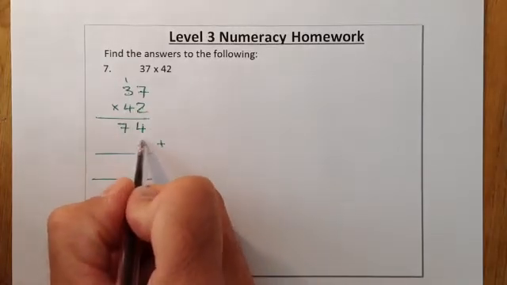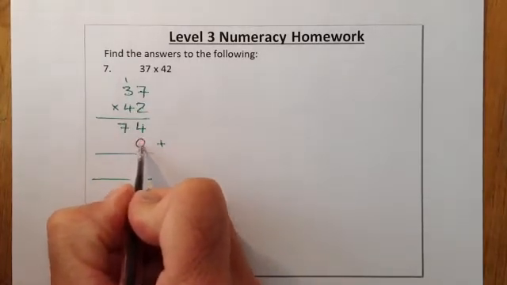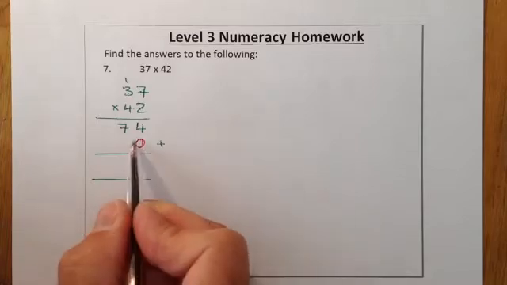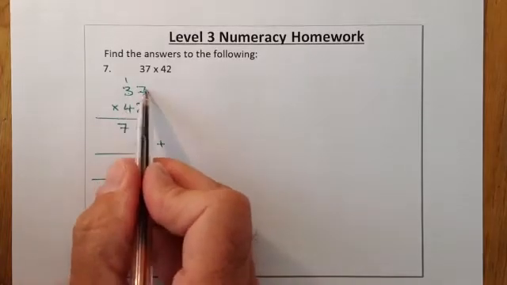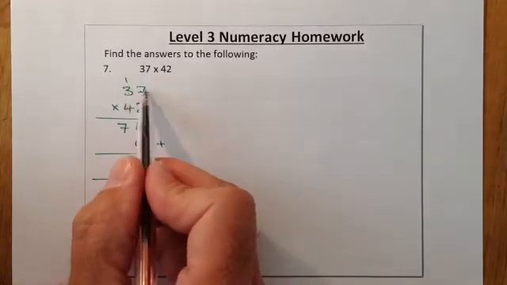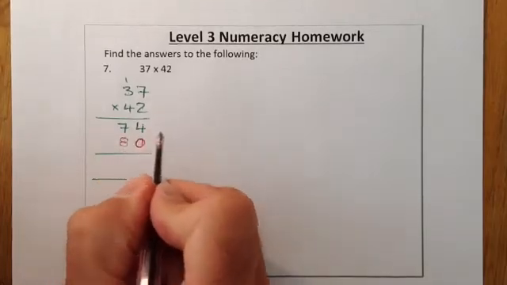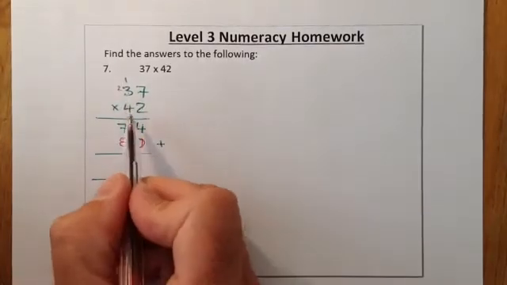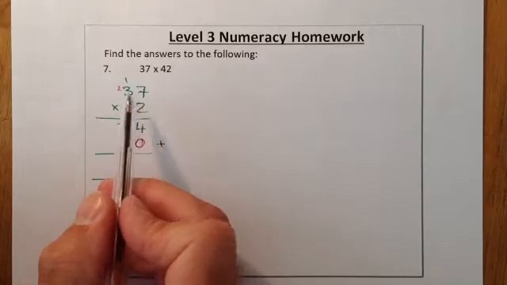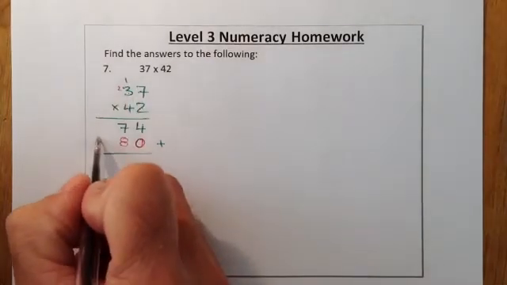So what I'm going to do is first put a 0 in here, and that's really because I'm multiplying by 10 first, and then I'm going to multiply this by 4. So 4 times 7 gives me 28. I'll carry my 2 up to here. 4 times 3 is 12, with 2 is 14.